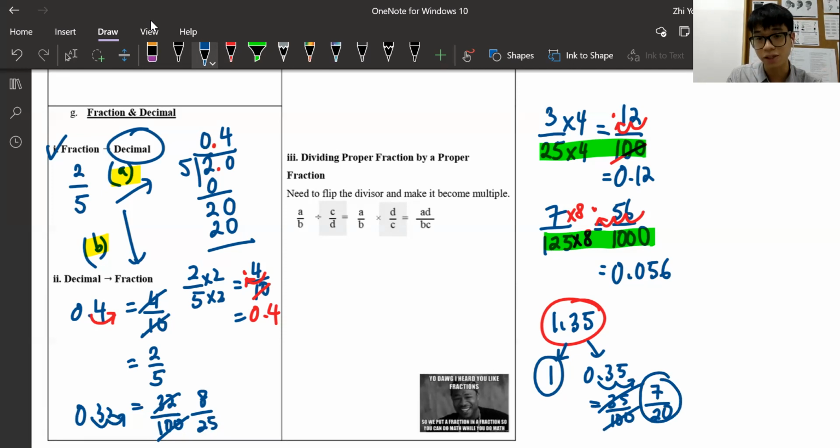Then now you combine these two, okay? You combine these two. This one, 1, and this one, 7 over 20. And it should give you 1 and 7 over 20. And that's the answer. Okay?